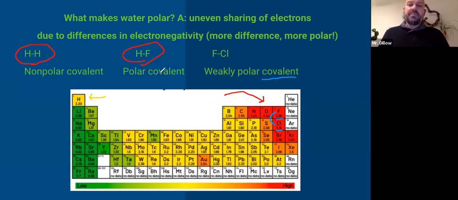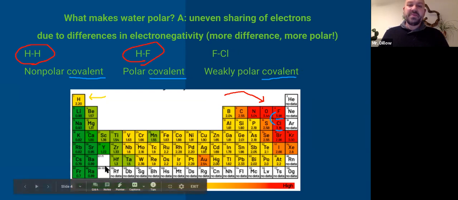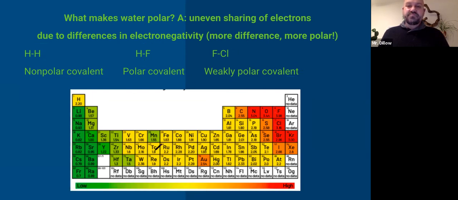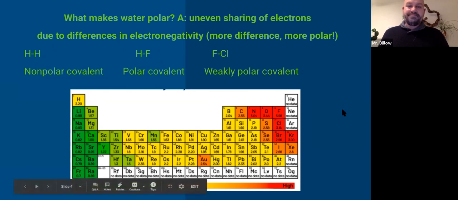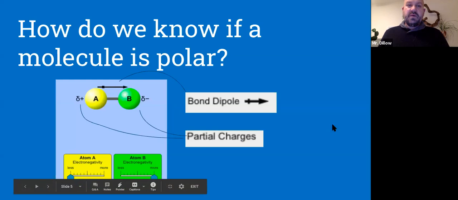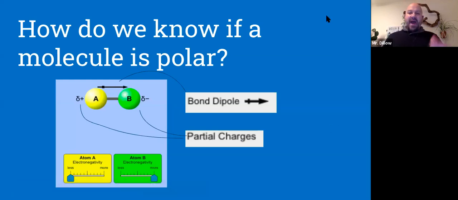And remember, polar and nonpolar, we're always talking about covalent molecules where the electrons are shared, as opposed to ionic bonds or metallic bonds. Okay, so that leads us to the question of how do we know if a molecule is polar or nonpolar?